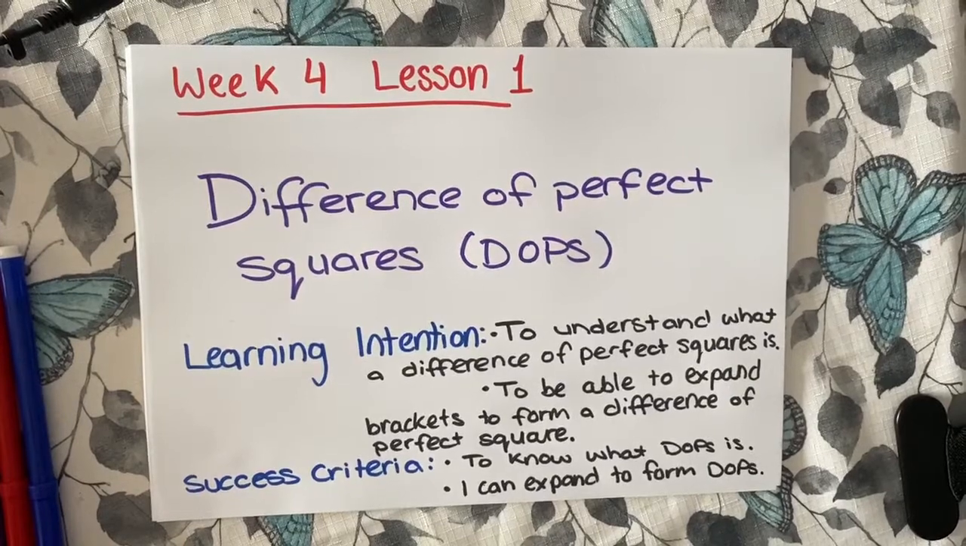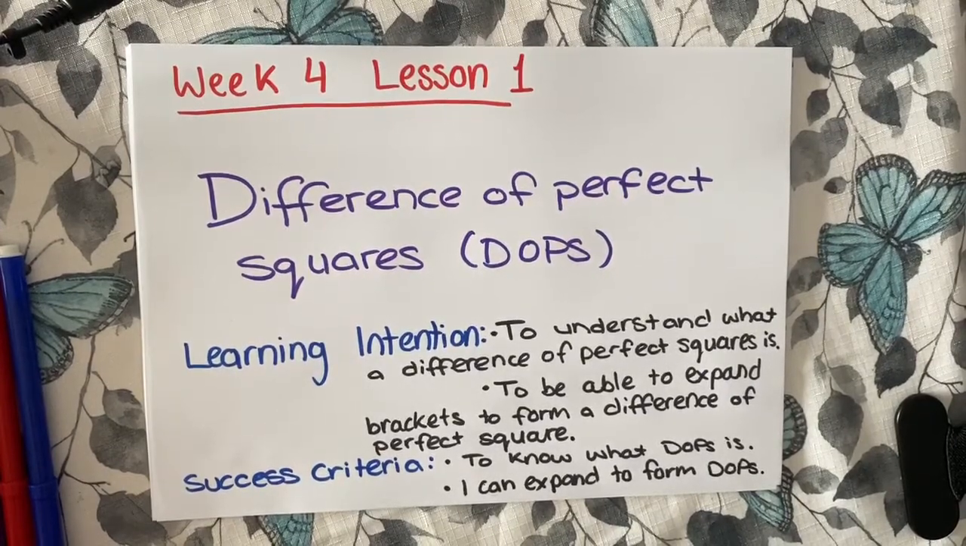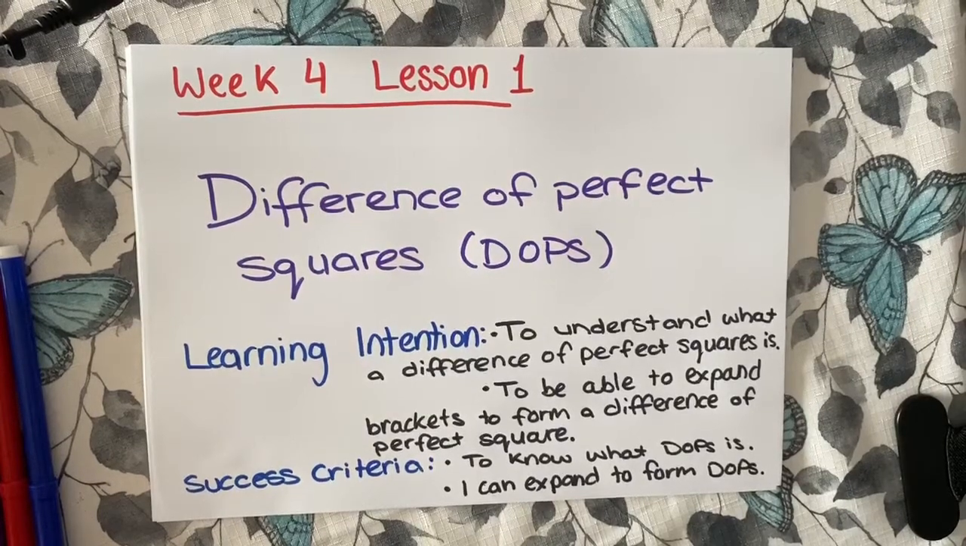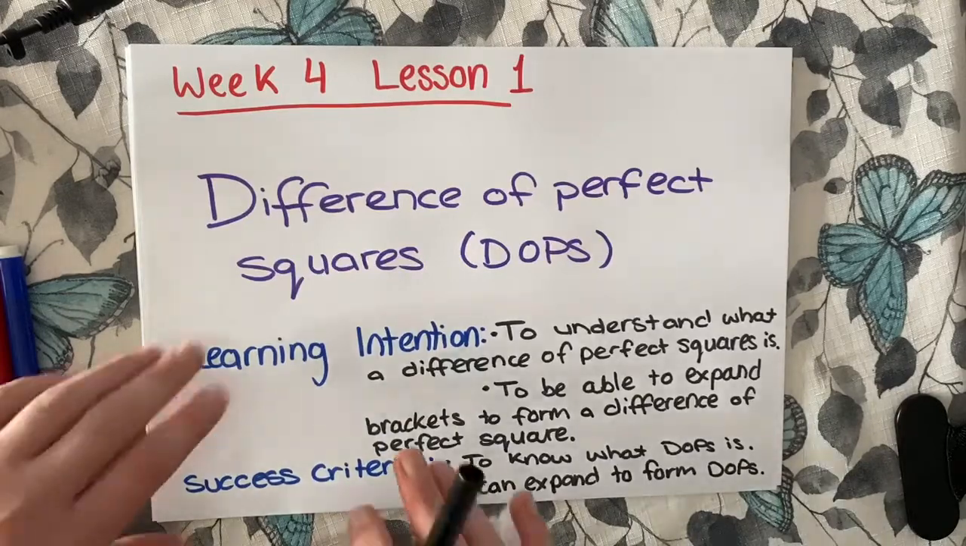Today's lesson is on difference of perfect squares, also known as DOPS. Our learning intention is to understand what a difference of perfect squares is, and to be able to expand brackets to form a difference of perfect squares. To be successful for this lesson you need to know what DOPS is and to be able to expand to form a DOPS.